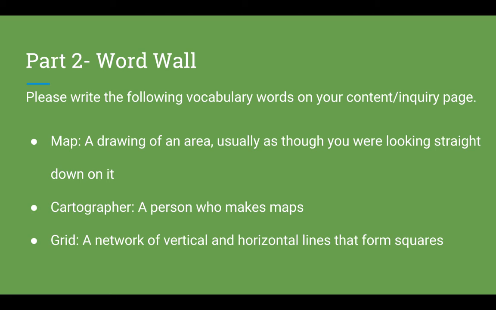So a map is a drawing of an area, usually as though you were looking straight down on it. Again, I mentioned bird's eye view if you want to write that in there if that helps you remember. Cartographer, a person who makes maps. And grid, a network of vertical and horizontal lines that form squares. If you want to put example graph paper behind it to help you remember, that is fine with me.